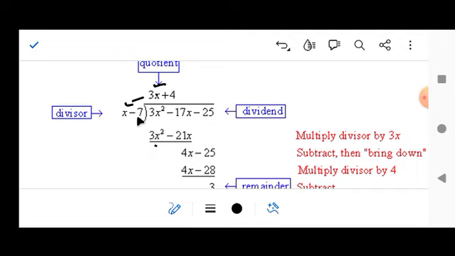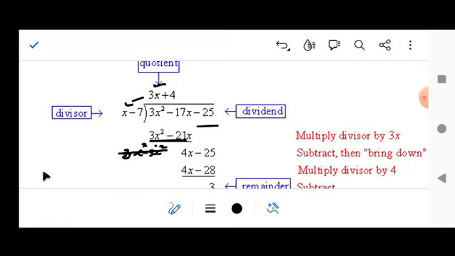But I have to complete the multiplication. So I have 3x multiplied by x, 3x squared. 3x multiplied by minus 7, I have minus 21x, which is here. So all I'm going to do for these two, I'm going to subtract. So 3x squared minus 3x squared, it is gone. So this is eliminated.